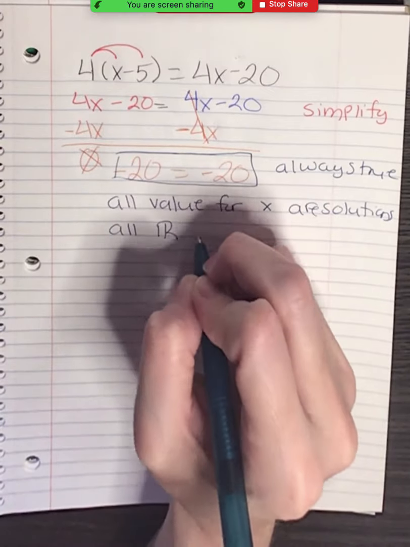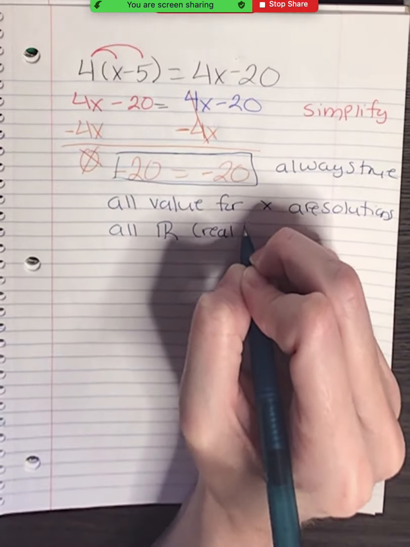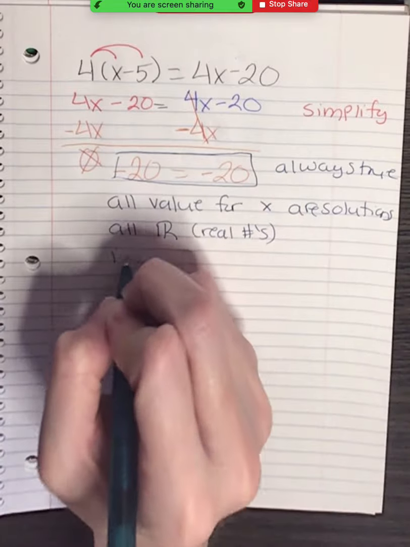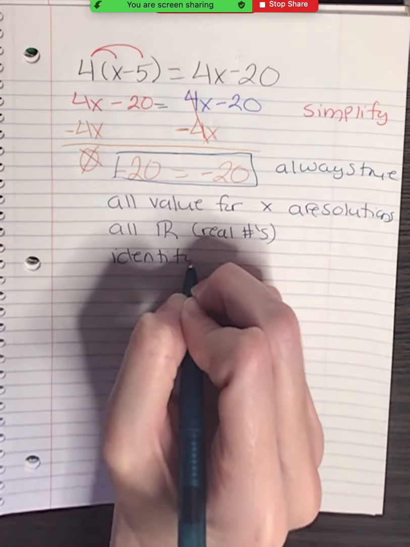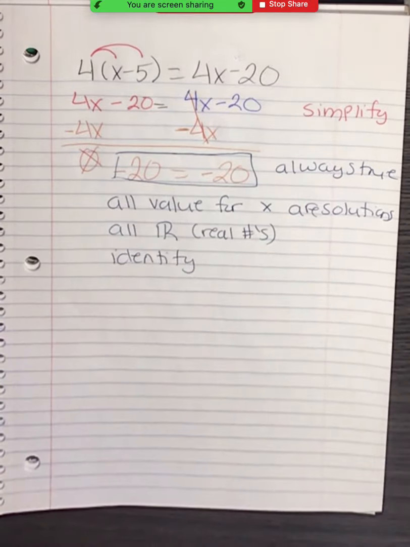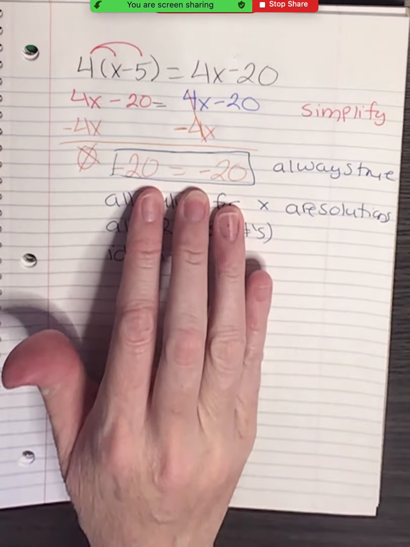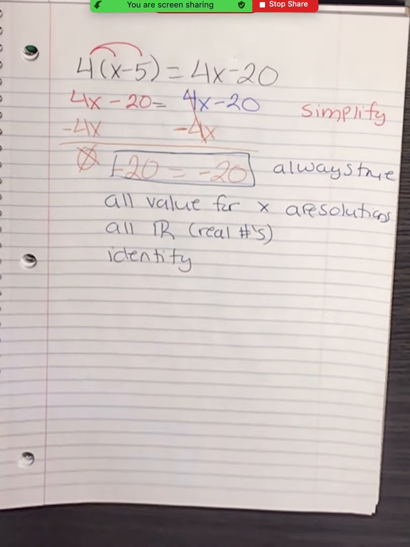It's a symbol for all real numbers, okay? You could say this is the identity, right? Either one works. So a statement that is always true tells us all real numbers are your solution.